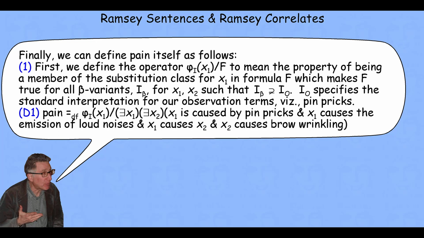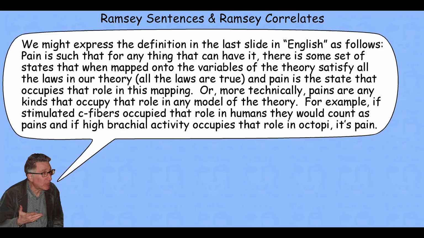So let's take what we just wrote down in this formalism and translate it to sort of English. We might express that definition in the last slide as follows. Pain is such that for anything that can have it, there is some set of states that when mapped onto the variables of the theory, satisfy all the laws of the theory, and pain is the state that occupies that specific role x1 in this mapping. Or more technically maybe, pains are any kinds that occupy that role x1 in any model of the theory.